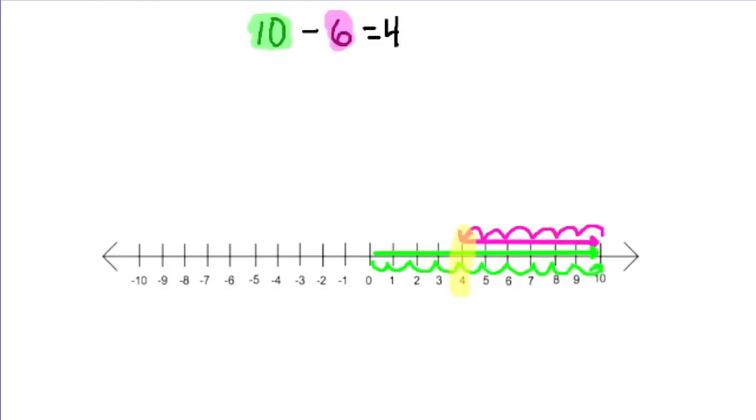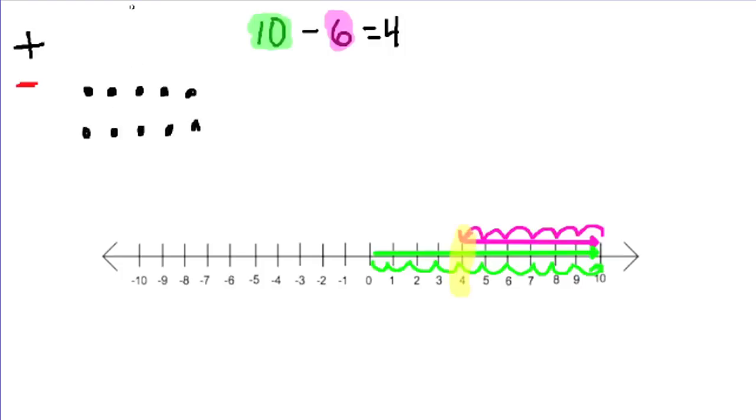We can also use tiles to show the same thing, and in this case I'm just going to draw them out. I'm going to use black dots for positives, and I'm going to use red dots for negatives. So in this case, my first integer is a positive 10, so I'm going to draw 10 dots. 1, 2, 3, 4, 5, 6, 7, 8, 9, 10.